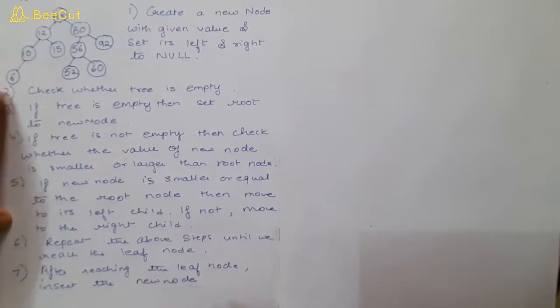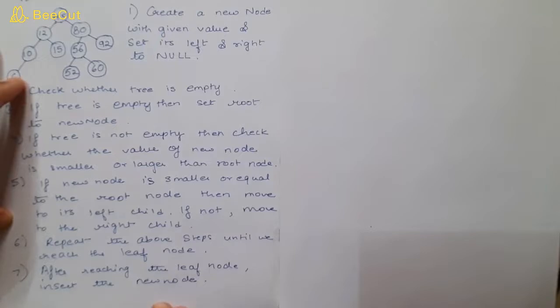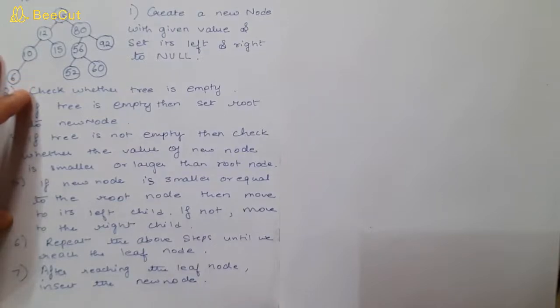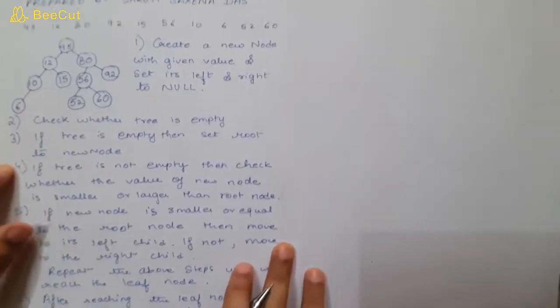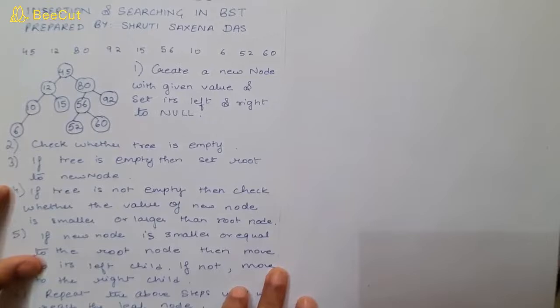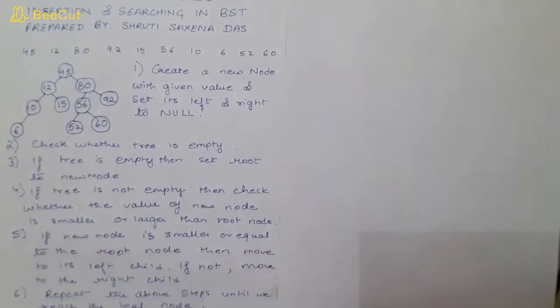Okay, so you will insert it as the left child if the new node is smaller or equal to the leaf node, or else you have to insert it as the right child. So this you need to remember. In the tree which we have discussed, suppose we want to insert a new value 14, then what will be the criteria?